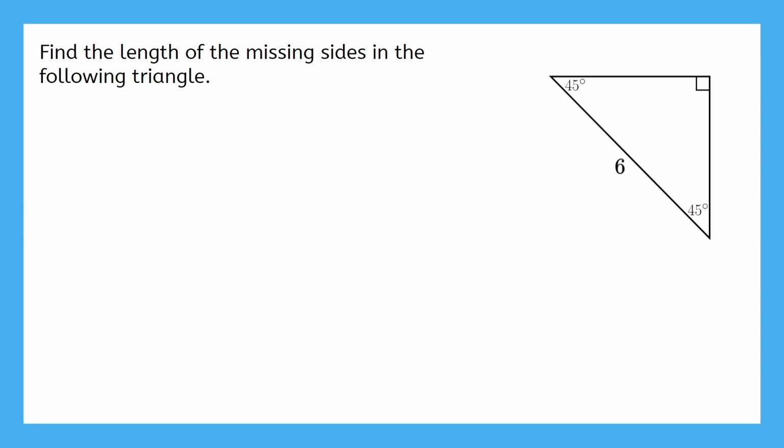For a second example, find the length of the missing sides in the following triangle. Try pausing the video to see if you can set this up with the chart. Okay, here's our chart. So let's first label our unknown sides. Since our standard chart uses x, let's label the missing sides a and b. Wait. The missing sides are the same length in a 45-45-90 triangle. So let's label them both a.